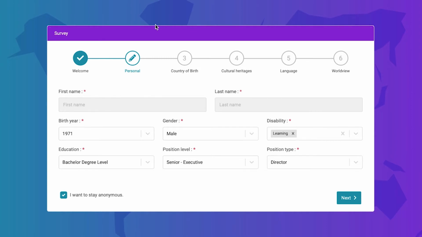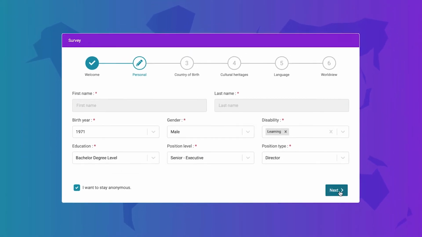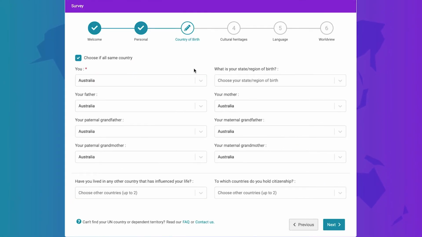So the first experience of the survey is to enter your name, or you can remain anonymous, and they just complete their personal information. Then the survey takes us into the first of the 4 pillars and asks about the country of birth, and also it goes back 3 generations.